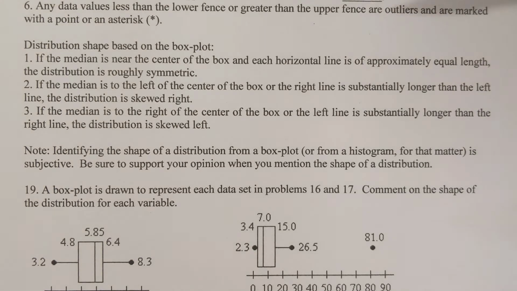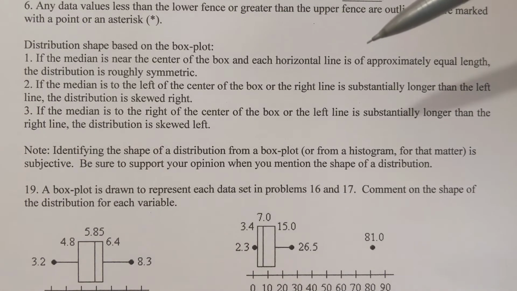So all we know is that it's roughly symmetric. Okay. Step 2, if the median is to the left of the center of the box or the right line is substantially longer than the left line, if either one of those two things happen, then you can say that the distribution is skewed to the right.